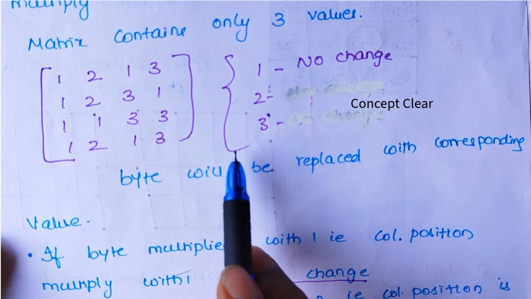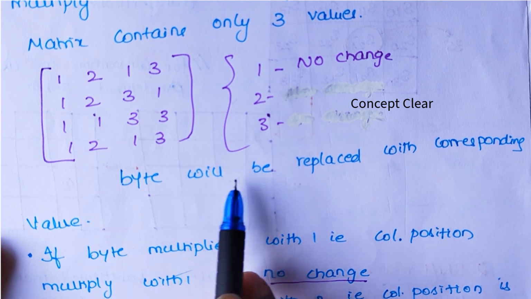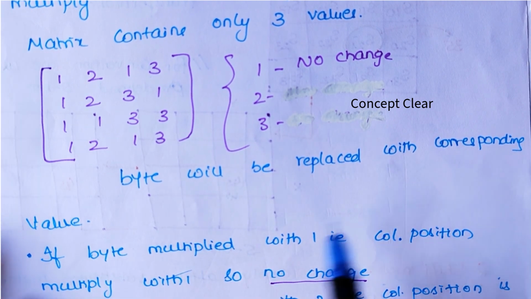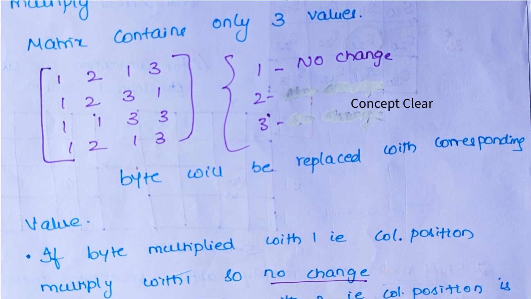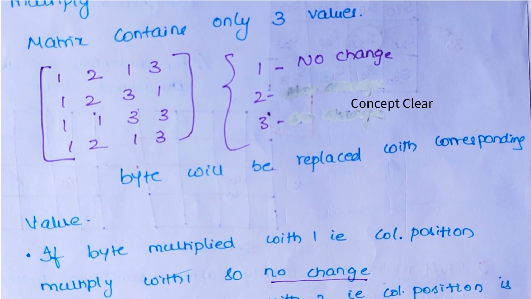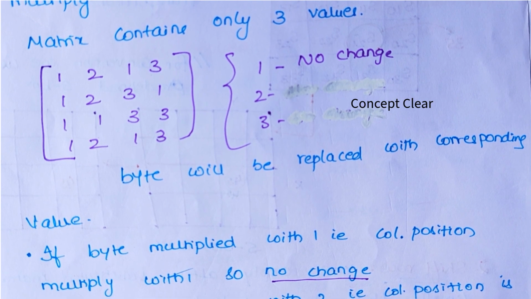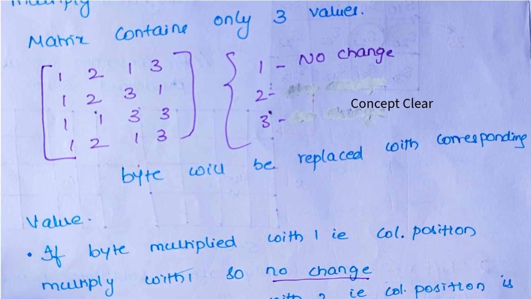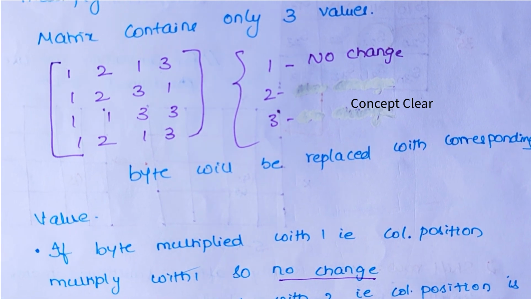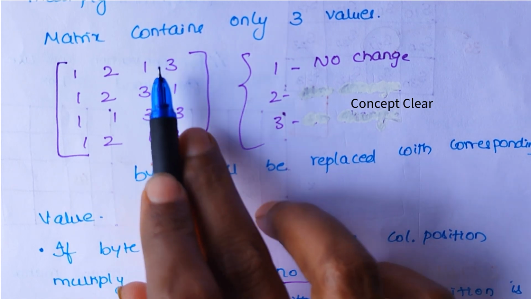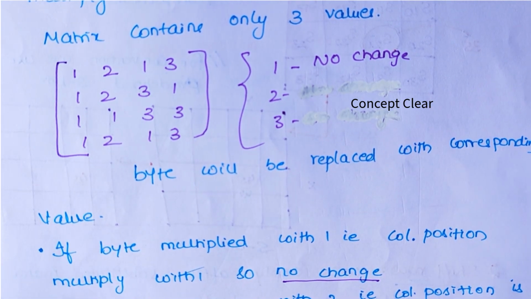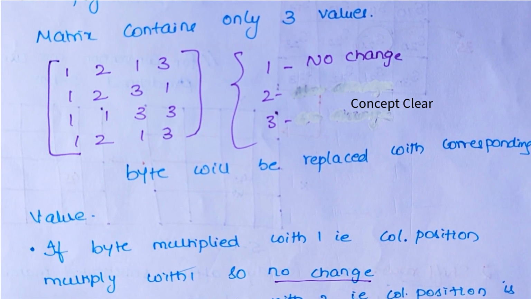And what about the byte? In the second row, the bytes will be replaced with corresponding values. The first one has no change, and the second value will change according to the corresponding values. If the byte is multiplied with 1, then the column position will not change. If you multiply the entire matrix with 1, there is no change.